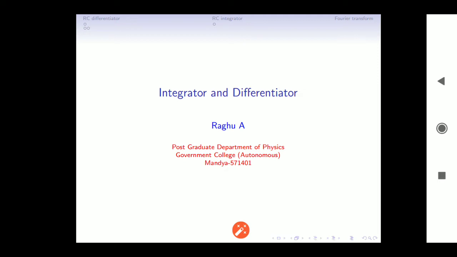In this lecture we are going to discuss experimental physics of interfacing lab, which is basically performed using an expEYES kit. So in this lecture we are going to study the circuit response when it is constructed as an integrator and a differentiator.